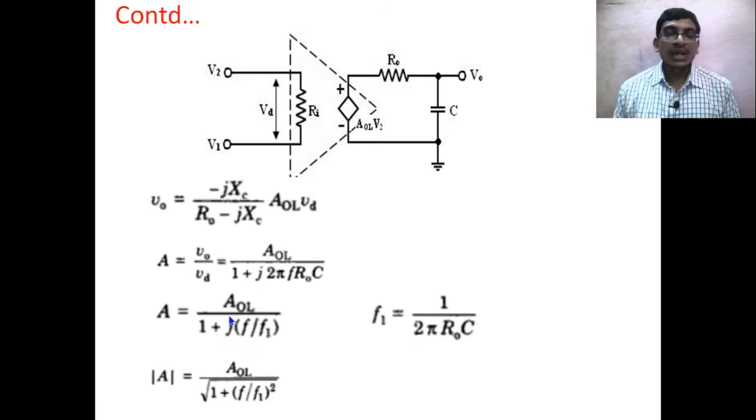In order to eliminate the imaginary factor j, we are taking the modulus for the amplitude. So the modulus of A is equal to AOL by square root of 1 plus (f by f1) whole square. This is the equation for the magnitude of the AC equivalent circuit, and the phase of the above circuit is given as phi equal to minus tan inverse of f by f1, where f is the operating frequency.